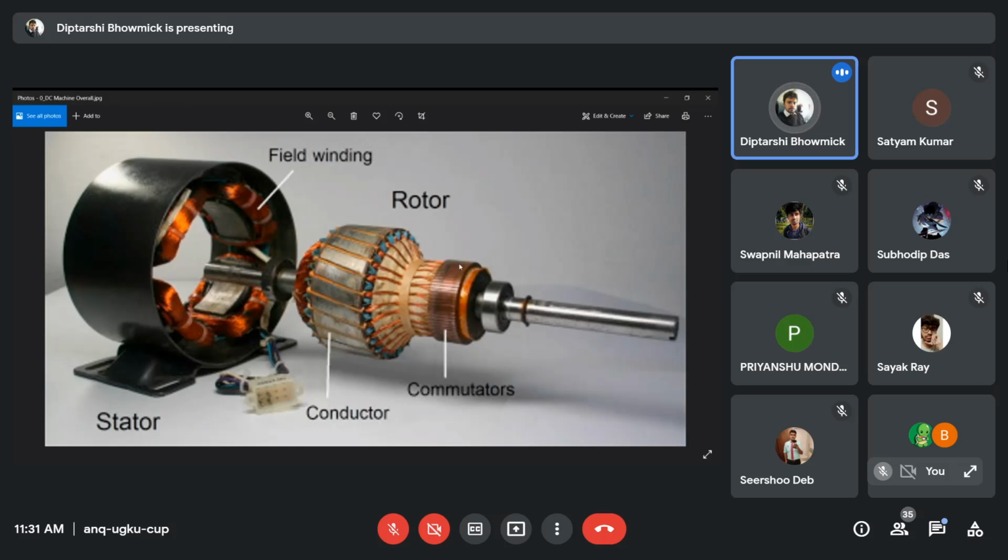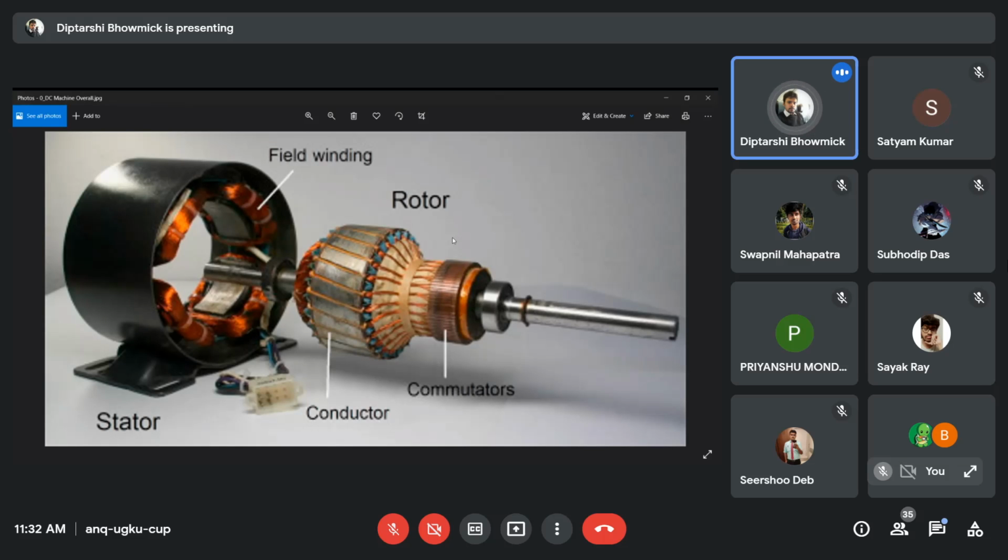Then we go to the brushes, which are placed over the commutators and which can slide over the commutators. They are connected with each other, but not solidly connected; they can slide. So the current will come to the commutator, then it will go to the brushes.